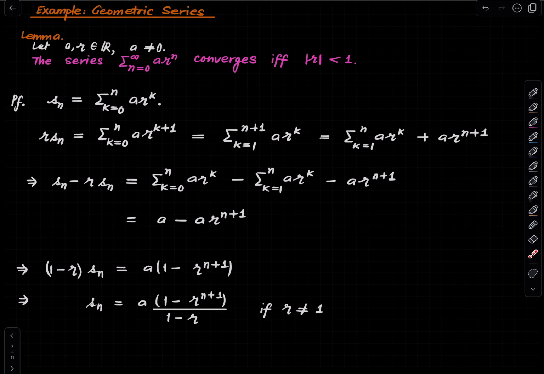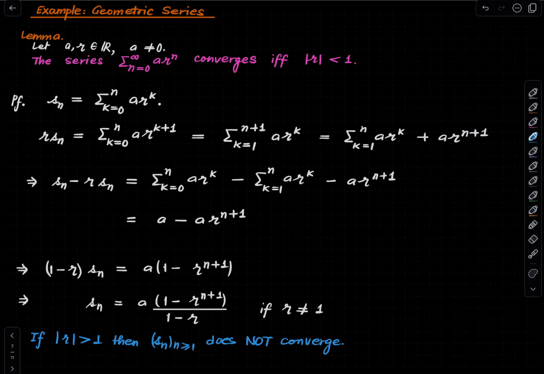Okay, so we have this. Suppose mod r is greater than 1, then this limit clearly cannot be finite, because this is exploding. If mod r is exceeding 1, then r to the n plus 1 will become arbitrarily large. So it cannot converge. So clearly, if mod r is greater than 1, then Sn doesn't converge.